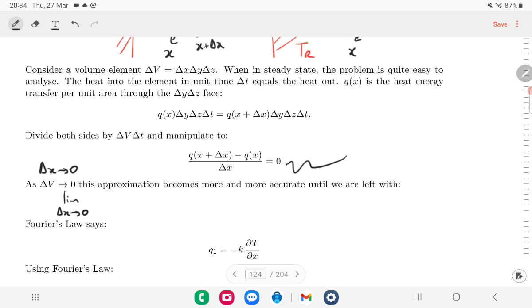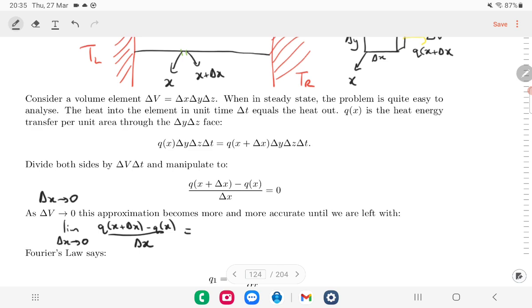So this equation here becomes more accurate. This is kind of approximate, but if you do the limit, it gets more and more accurate. This must equal 0, and of course this is nothing but the partial derivative.